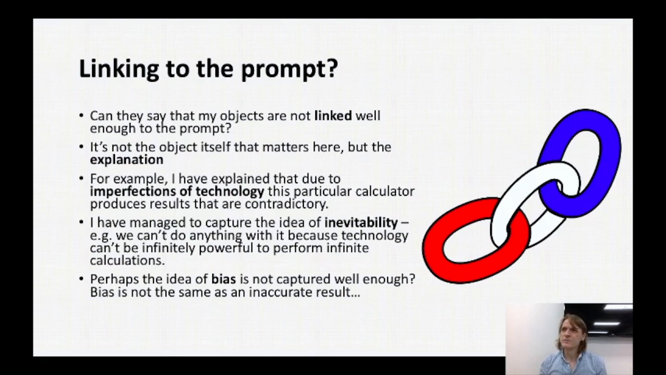What else could possibly go wrong? Maybe examiners will say that I haven't captured the idea of bias well enough. Bias, as you know, is not the same as random error. It's not the same as mistake. And maybe the mistake that is produced by a calculator cannot be categorized as a bias, really. And even what I discussed with the big K, maybe examiners may say that that's not precisely about bias, or that's not about bias precisely enough.